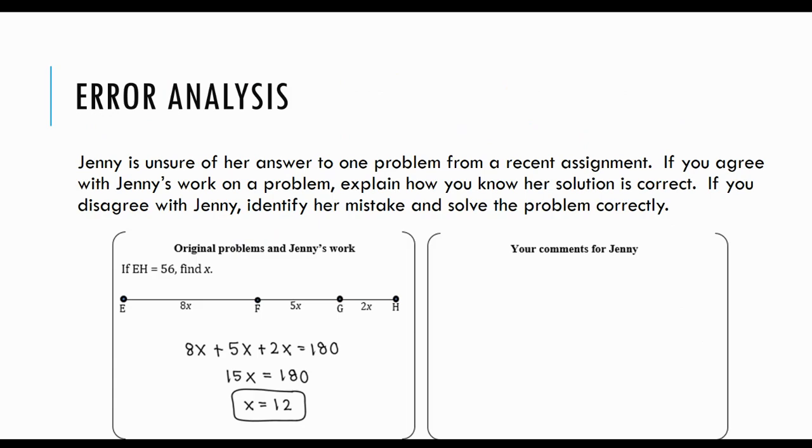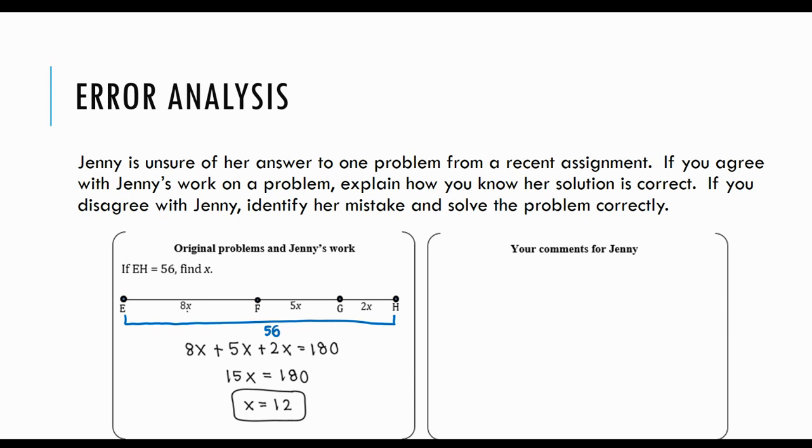Here's an error analysis. So Jenny's unsure of her answer to a problem from a recent assignment. If we agree with her work, then we're going to explain how we know that her solution is correct. If we disagree with Jenny, then we're going to identify the mistake and then solve the problem correctly. So in the problem, it says that the segment EH is a length of 56. So notice that EH, if I was to mark it up, is this entire thing right here. So that whole thing is a length of 56.